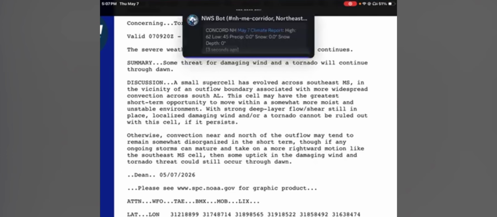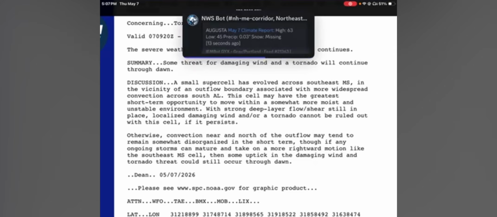Discussion. A small supercell has evolved across southeast Mississippi in the vicinity of an outflow boundary associated with more widespread convection across South Alabama. The cell may have the greatest short-term opportunity to move within a somewhat more moist and unstable environment. With strong deep layer flow and shear still in place, localized damaging winds and/or a tornado cannot be ruled out with this cell if it persists.